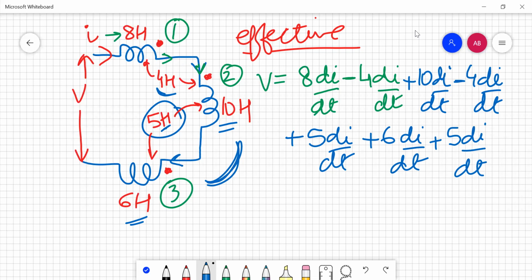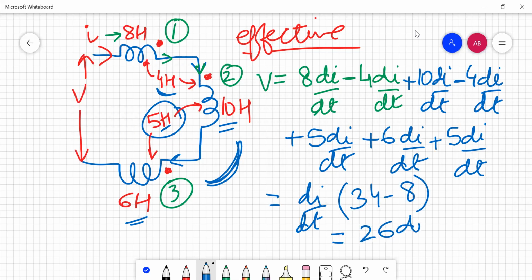Now we have to add and subtract all of them. Taking out di/dt, this gives me the value of 34 minus 8, that gives me 26 di/dt. That gives me the effective self-inductance as 26 henries. So this is how you give the polarity to the mutual inductance.